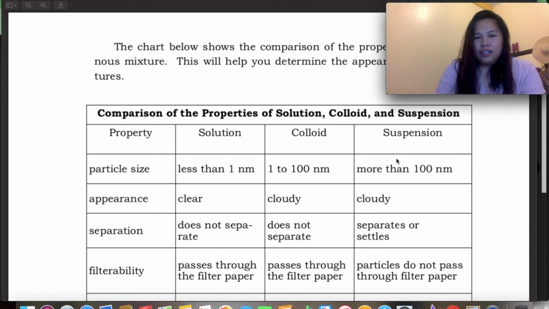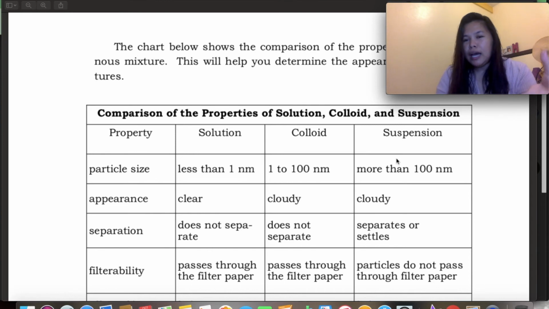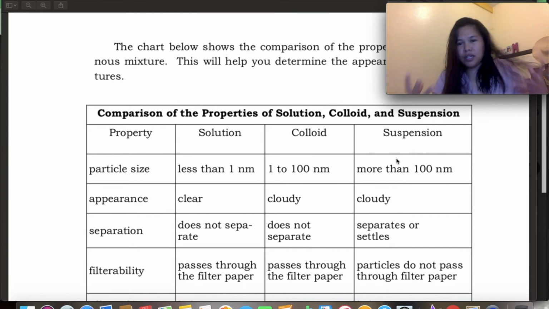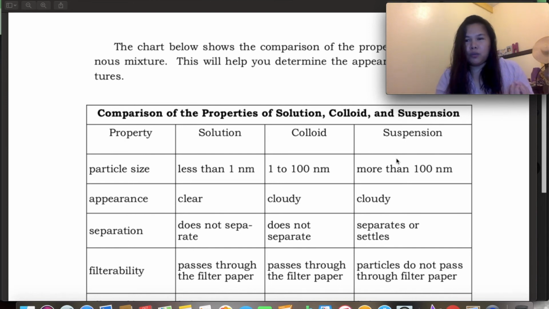The property of the appearance of solution is clear. So, solution, clear siya. Para siyang, diba, sa soft drinks, alcohol, ganan. Sa colloids and suspension, pareho silang cloudy. Ibig sabihin ng cloudy, parang may whitish effect siya sa paligid kapag inano mo siya ng flashlight, makikita mo yung pagka-cloudy niya.